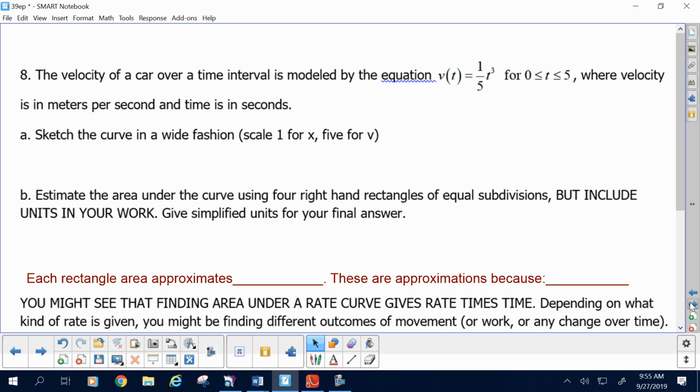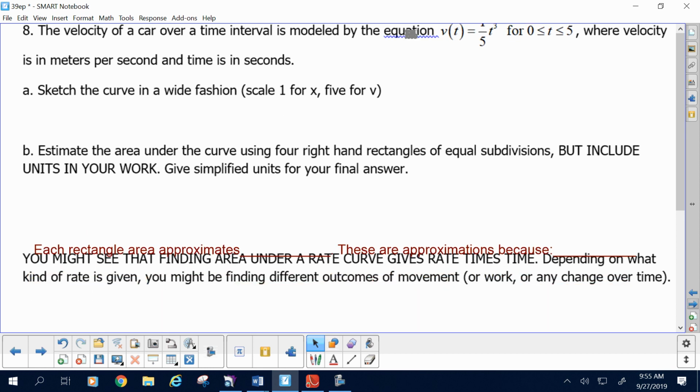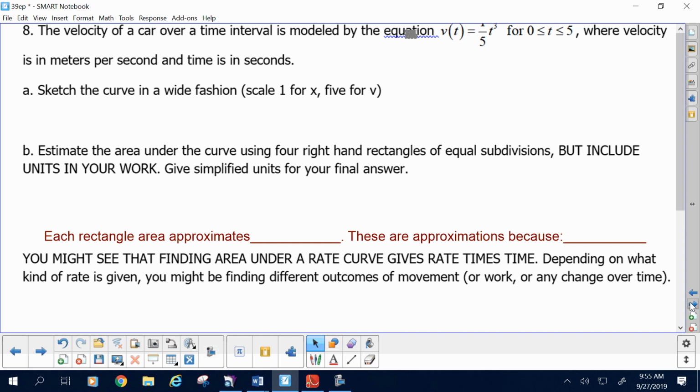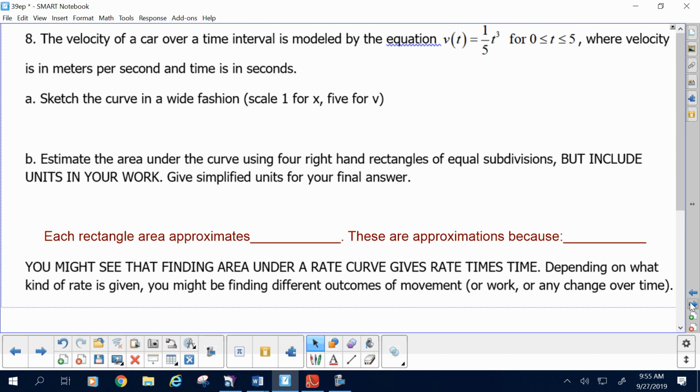Next thing I want you to jump to is the last page, which is 8. I think this is the last page, problem number 8. All right. We talked a little bit about how area under the curve is not some just meaningless endeavor. There's meaning to it. This page is meant to give you a little feel for what's the meaning, what's the point of it all. The velocity of a car over a time interval is modeled by the equation v equals 1/5 t cubed from 0 to 5.